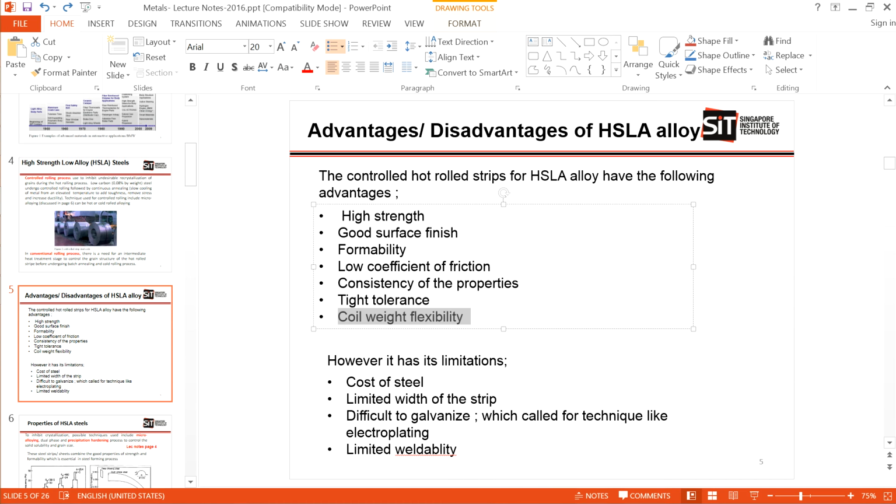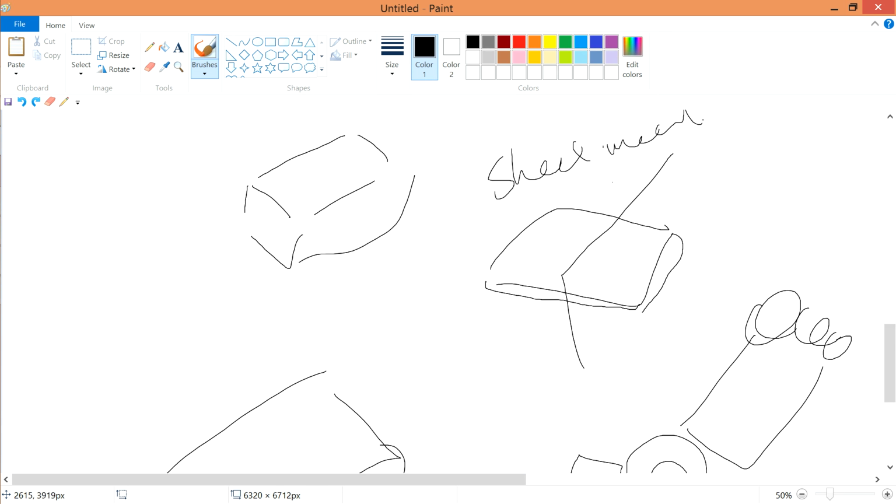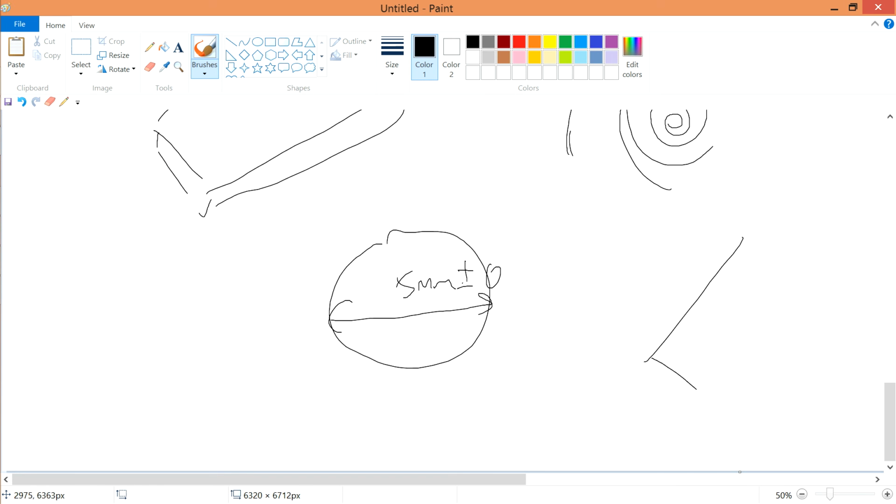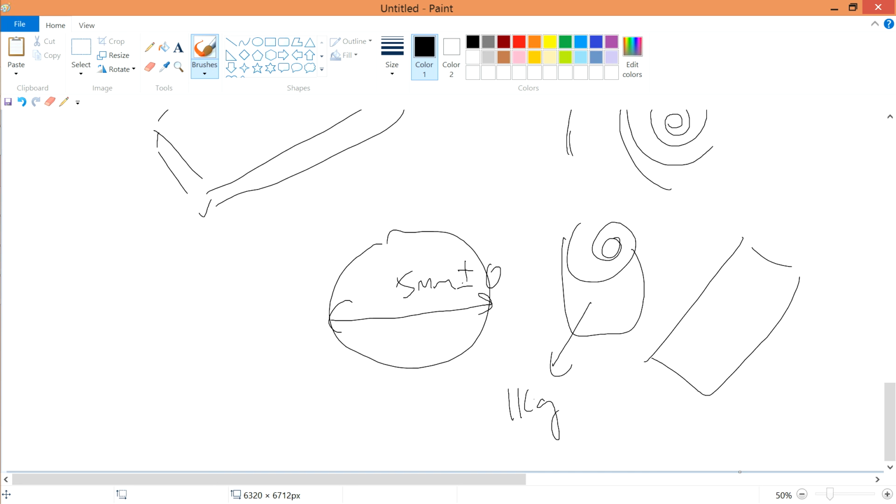And nonetheless, the coil weight flexibility. Previously we said that it comes in a sheet of metal, and then you may want to roll it like toilet paper. The coil weight depends on how many times you want to coil it. Maybe the manufacturer wants 1 kg, and because you're the supplier, I coil it up and sell it at 1 kg, or maybe 50 SGD per kg, that sort of thing.